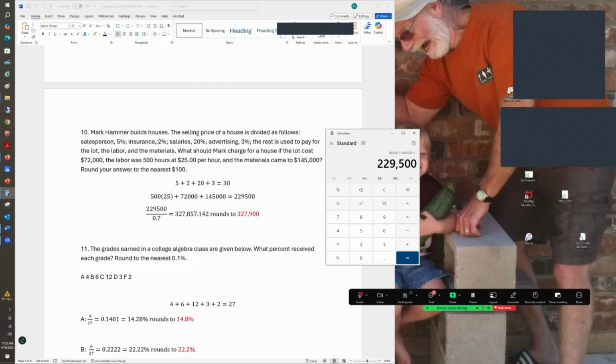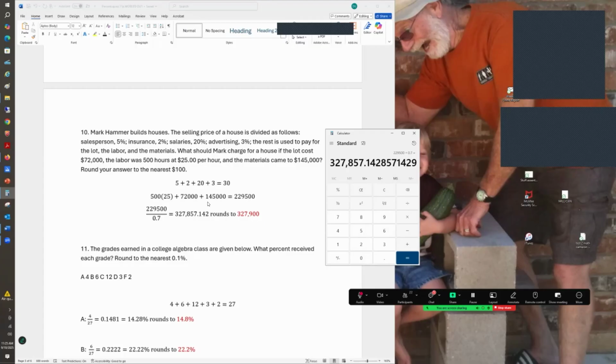And the other little piddly things total 30%. So this is the other 70% of the selling price. So I have to divide that by 0.7 to see what it is 70% of. And the answer is 327,857.142. It says rounds to 327,900.